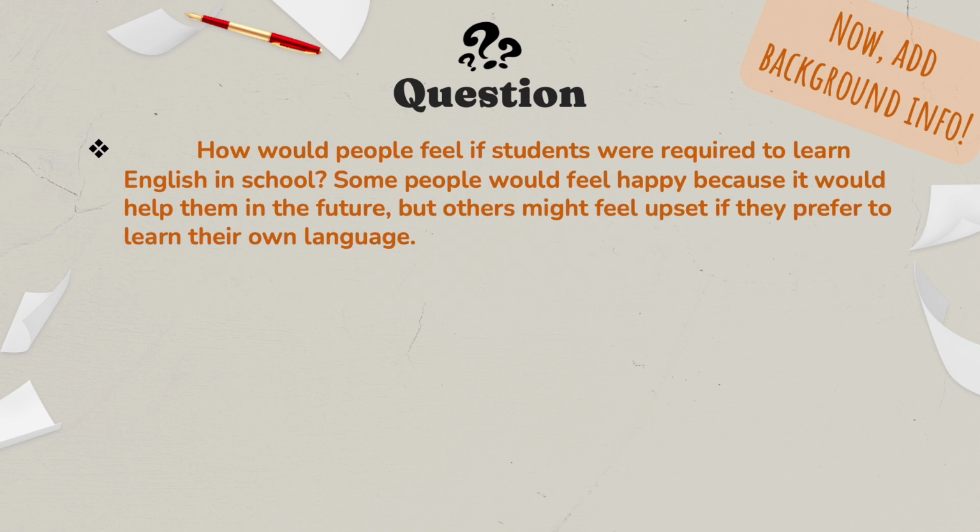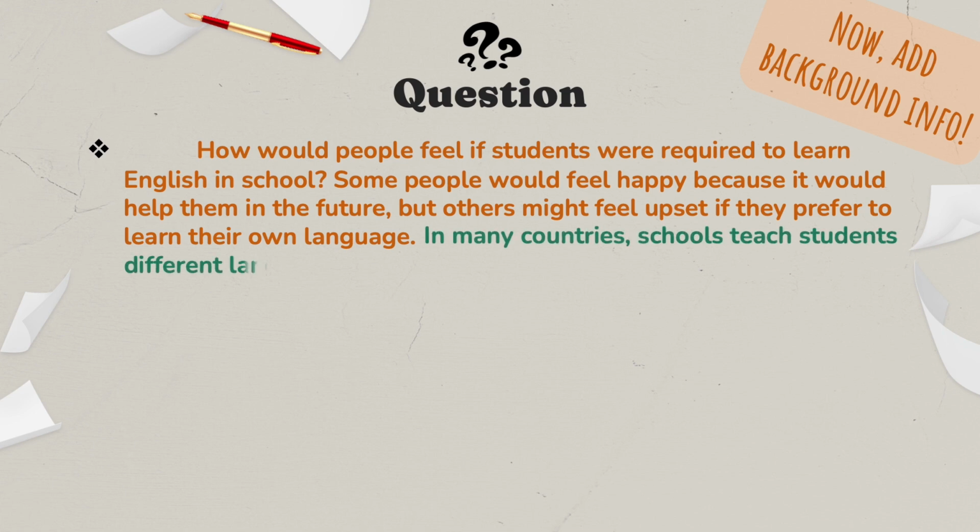Our next example says, how would people feel if students were required to learn English in school? Some people would feel happy because it would help them in the future, but others might feel upset if they prefer to learn their own language.